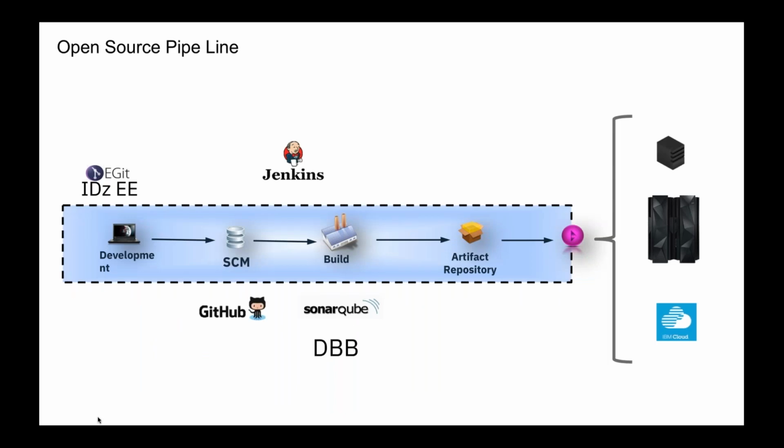So what we're trying to do is demonstrate that I can have this end-to-end open source pipeline, and I have a development environment using Eclipse, using IDz and eGit to do my development. I can use GitHub, GitLab, Bitbucket, whatever I want. In our example, we're using GitHub. I'm using Jenkins as my coordinator. We have SonarQube in the example we're going to show. So you can have your open source pipeline, and it includes z/OS as one of the end targets. Next slide.